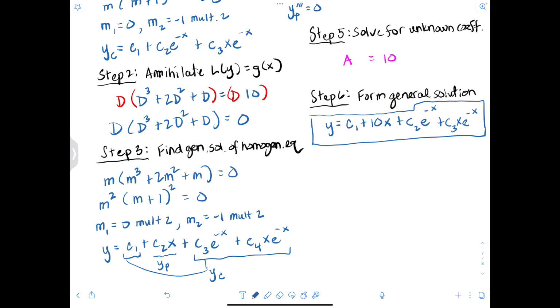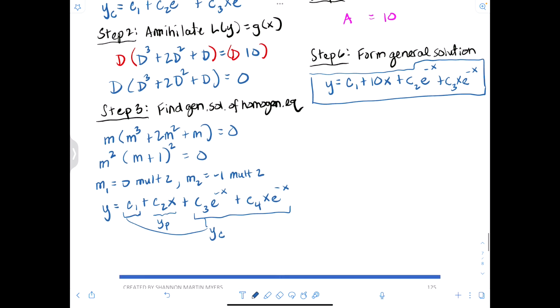So now we've got another problem, a little bit more involved, and this will be our last one of the day. So let's check it out. First step. Solve Y double prime plus 3Y prime minus 10Y equals 0.